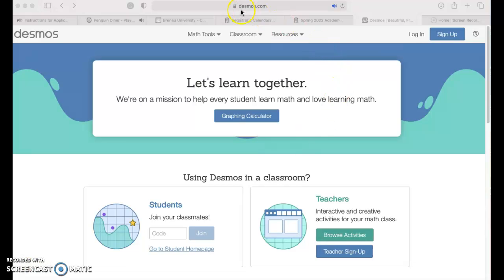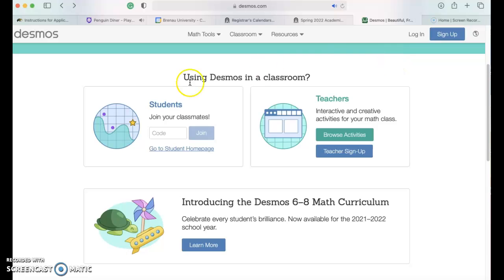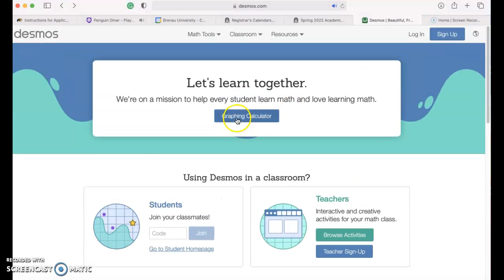So to find this, you will go to desmos.com, and within the website you will have a graphing calculator at your fingertips. In addition, you will be able, as an instructor, to create an interactive class and have your students join. For the purpose of this, I will simply go into the graphing calculator.